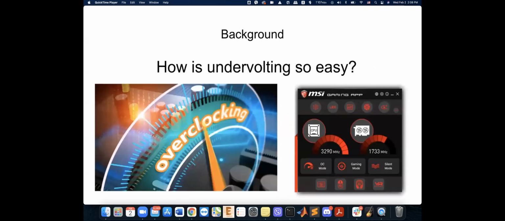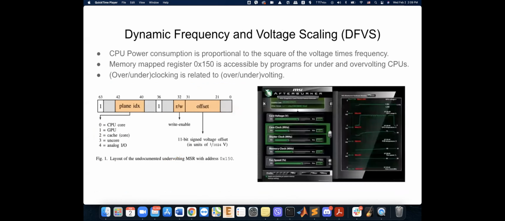So you might think, how can we control the voltage of the CPU? Why is it so easy? Well, the same interface that gamers use to overclock their CPU allows one to underclock or undervolt their CPUs as well. The reason this is possible is because modern CPUs use something known as dynamic frequency and voltage scaling. You can control how much power your CPU is consuming by carefully modifying the voltage and in turn the clock frequency of the CPU.